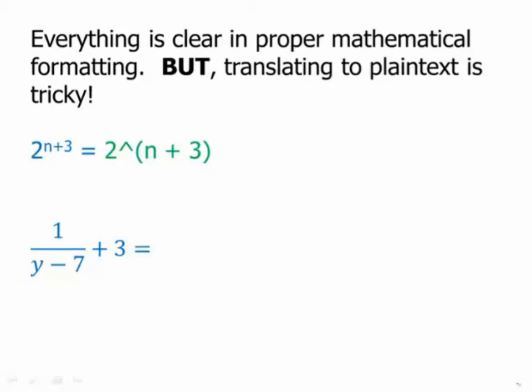Similarly, we have an expression with a long fraction bar. Many people will make the mistake of writing this like this. And of course, this is an unholy disaster. This is completely wrong because, again, we don't know what's in the denominator. We have 1 divided by, and then is it just y? Is it y minus 7? Is it y minus 7 plus 3? We have no idea from the way it's written right there.